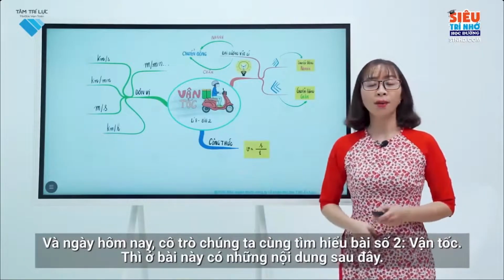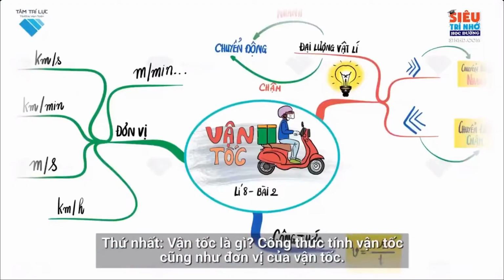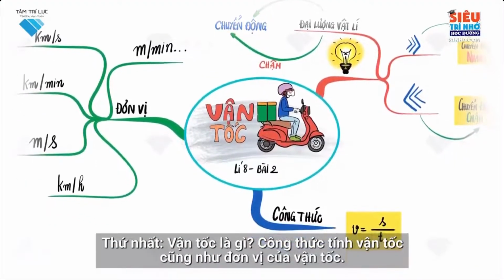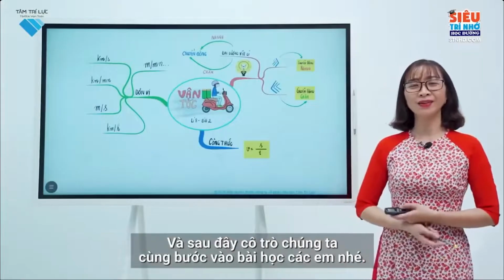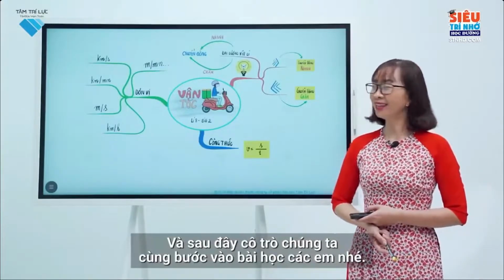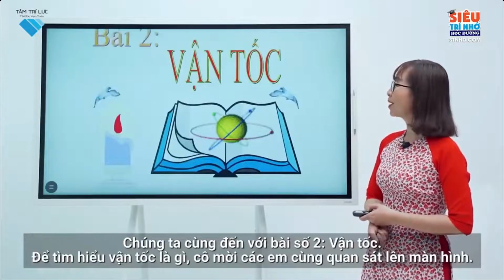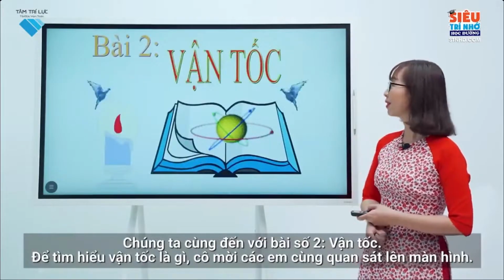This lesson consists of the following contents. First, what is speed? The formula for calculating speed as well as the unit of speed. And here we go into the lesson. Let's come to lesson 2, Speed.